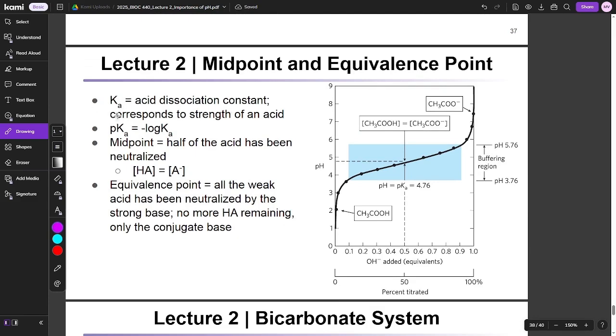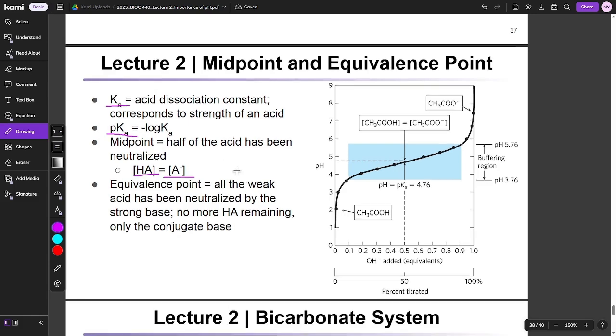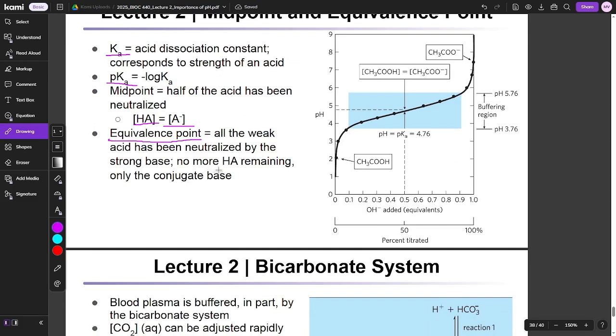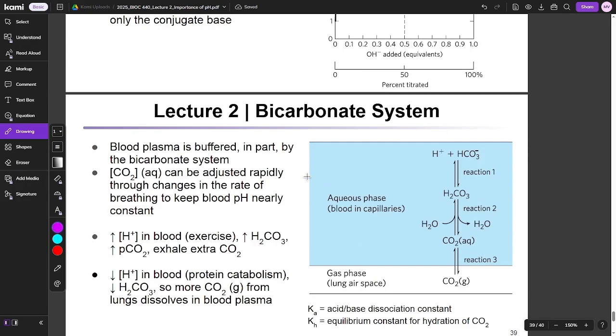Here we have some terms. Ka, strength of an acid, pKa, strength of an acid. Higher Ka, stronger acid, lower pKa, stronger acid. Midpoint is when HA equals A minus, which means that the pKa is equal to the pH because of the Henderson-Hasselbalch equation. And then the equivalence point is when all of the weak acid has been neutralized, or all of the weak base has been neutralized. If you're using H plus here instead of OH minus, and you're looking at a weak base, not an acid, it goes both ways.